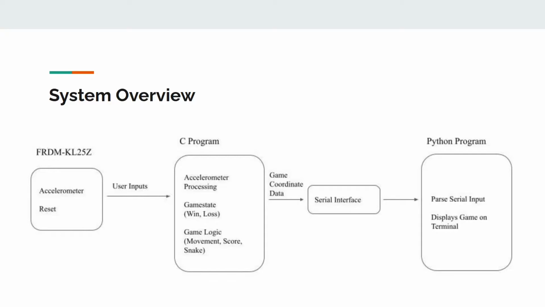Almost all the work is done on the board at this time in C, except for the game output into a terminal, which is done through our Python program. The data from the accelerometer is processed and then given into the game portion of the C program, which interprets it into the game logic.